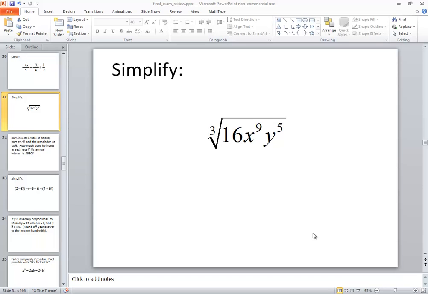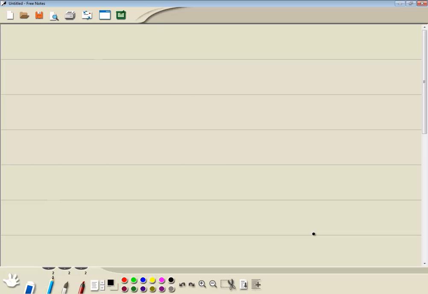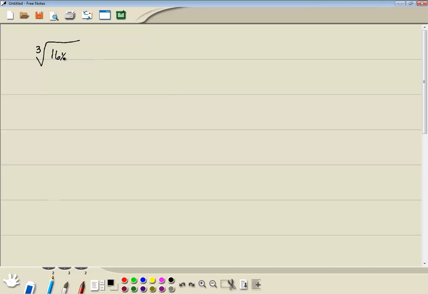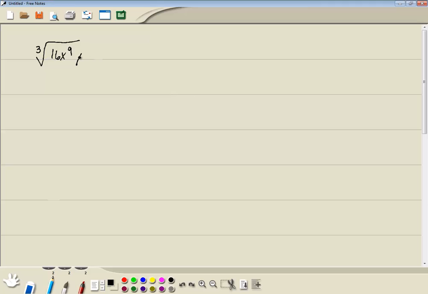Take a look at this problem. We want to simplify the cube root of 16x to the ninth, y to the fifth. First off, we'll start off doing it the long way.